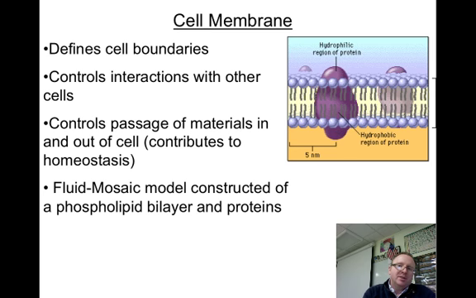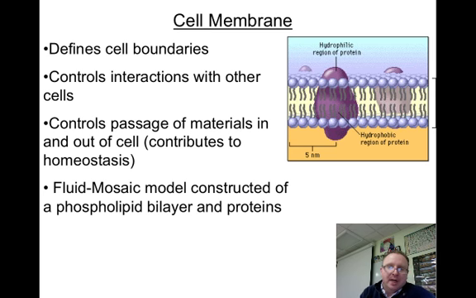Another example of a role of the membrane in terms of controlling this passage is simply controlling the quantity of particular substances that move through. Like muscle cells are going to require a large amount of glucose to move into the cell because they're going to require a lot of energy in order to do their work.